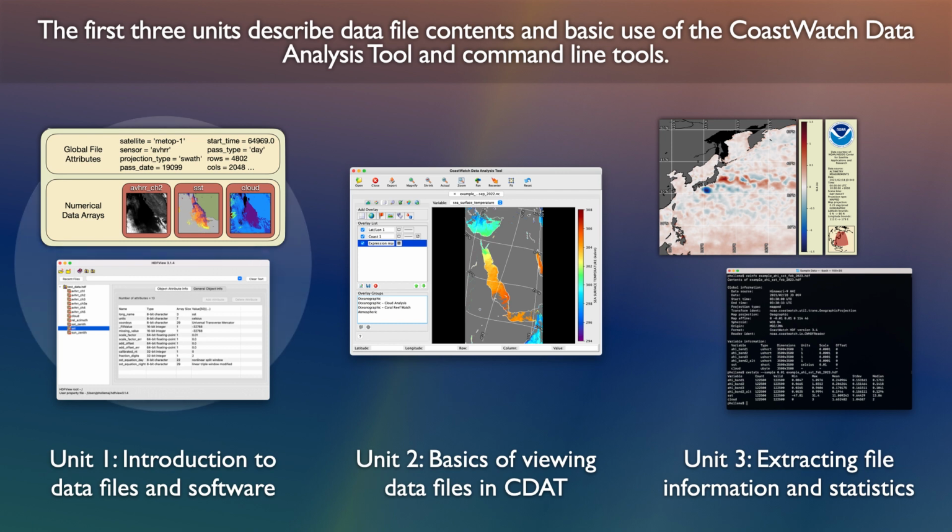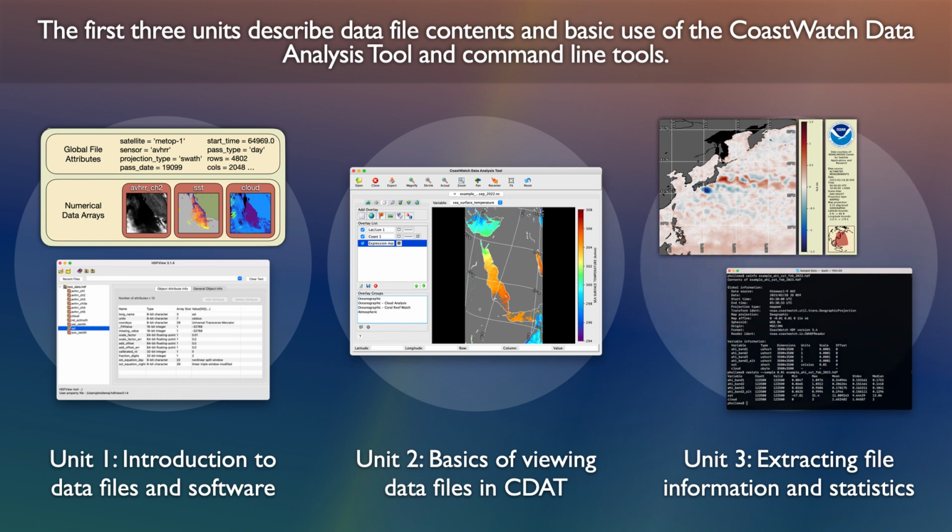Unit 1 of the course introduces the contents of a data file, the types of Coastwatch Utilities functionality that you'll find, and links to some other NetCDF and HDF software that I've found to be useful that complement the Coastwatch Utilities tools. Unit 2 introduces the Coastwatch Data Analysis tool, how to open data files and assign a color palette and range to the data image, how to overlay graphics layers like coastlines and grid lines, and how to export data to an image or some other data format.